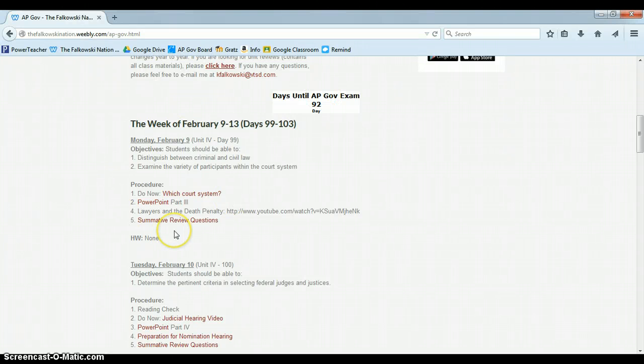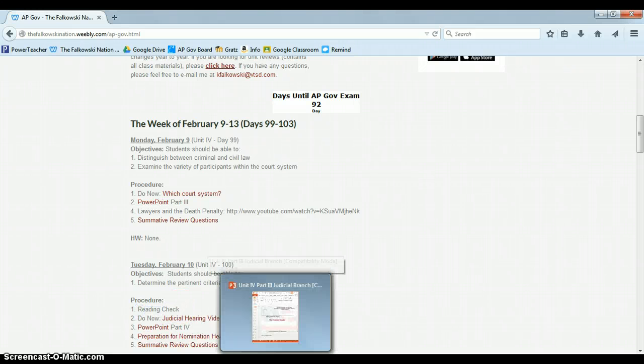Today we're going to go through what we would be doing in class, but of course in a much more abbreviated format. So please consult number 1 and 2 under the procedure, identifying which court system and looking at the PowerPoint. Number 4 and 5 here we'll do tomorrow, but also make sure that you're plugging away with your summative review questions, and also make sure that your outlines are complete for tomorrow's reading check. So please have that ready for tomorrow.